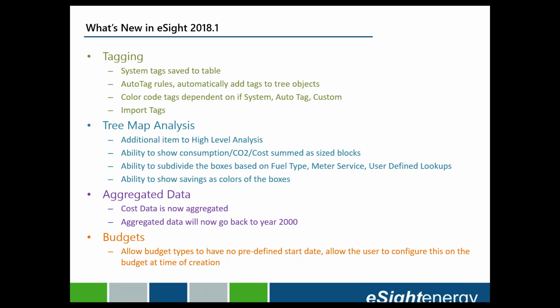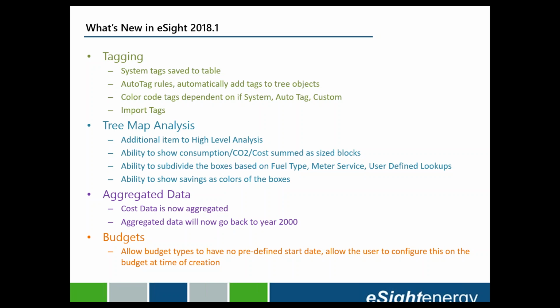And we also have the ability to show savings as the color of those boxes. That's actually a feature that's coming in the next release, but it's currently in beta, which I'll touch on a little later. But basically, we're laying the groundwork for some new work that we're doing in eSight 2019.1, all surrounding savings. So I'll touch on that at the very end of our time here today.